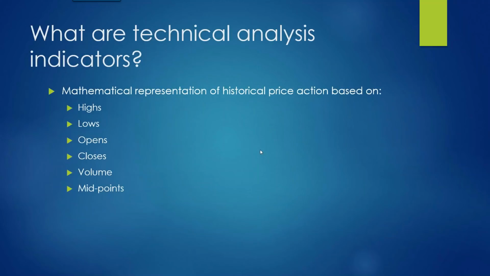Now, what are technical analysis indicators? Basically, it's a mathematical representation of historical price action based on different components. Those components can be price highs, price lows, the opening of a price bar, the closing of a price bar. It could be based on volume, or on midpoints, or any combination of these elements. For example, the Chaikin is based on the high, low, and close of a price bar. We just combine them to give us this mathematical representation.